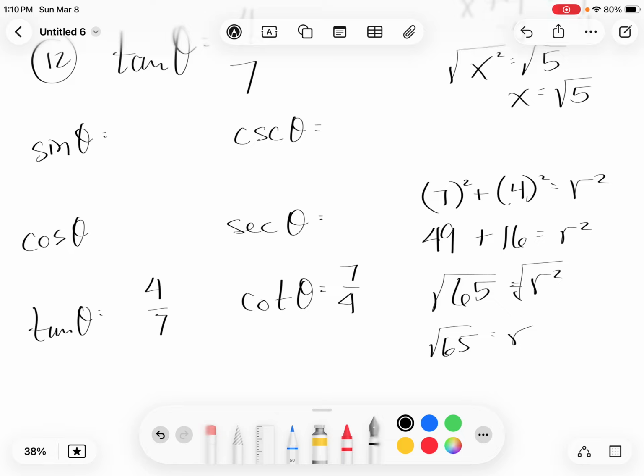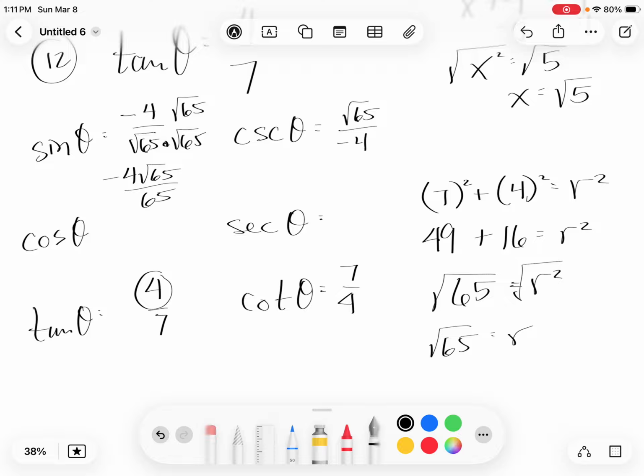And so if you remember, the sine is the y-coordinate, just like the tangent. But remember, it's got to be negative because it was in that zone. So negative 4 over root 65. Can't have that square root of 65 down there, so I got negative 4 root 65 over 65. Flip it over, and I end up with root 65 over negative 4. Same thing goes for the cosine, negative 7 over root 65, rationalized. If I flip it over, I end up with root 65 over negative 7. So that's number 12.